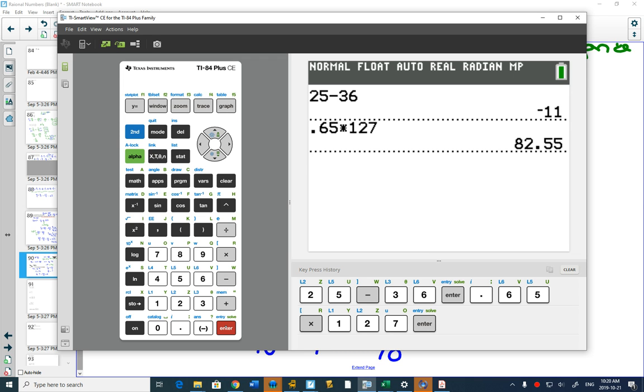Why did I pick? Well, 127 was the regular price. Oh, I thought you said 135. No. 127 was the regular price.